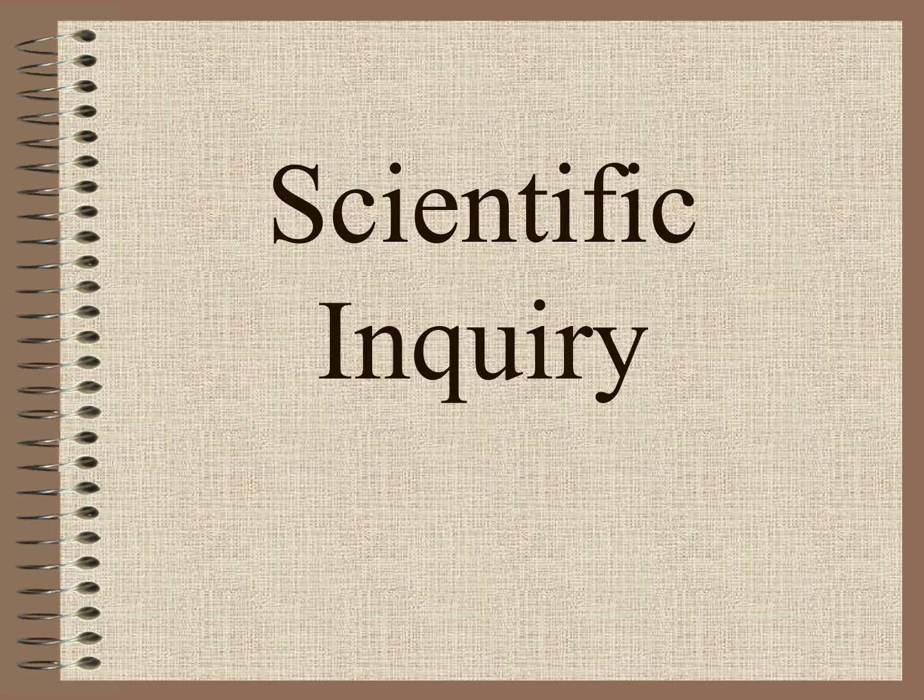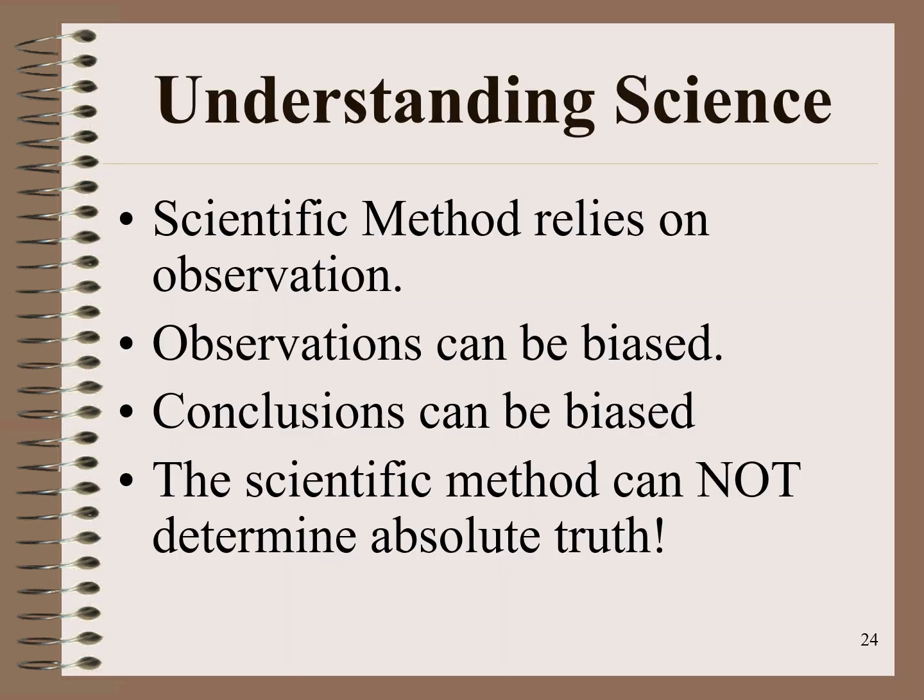Next, we look at the entire process of scientific inquiry. In order to understand the scientific method, you have to realize that the scientific method relies on observation. Because of this, you have to recognize that observations can be biased and that conclusions can be biased. As a result, the scientific method cannot determine absolute truth, but what is most probable or most likely.